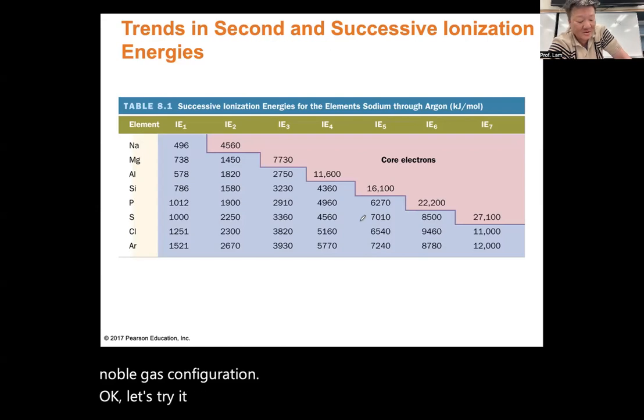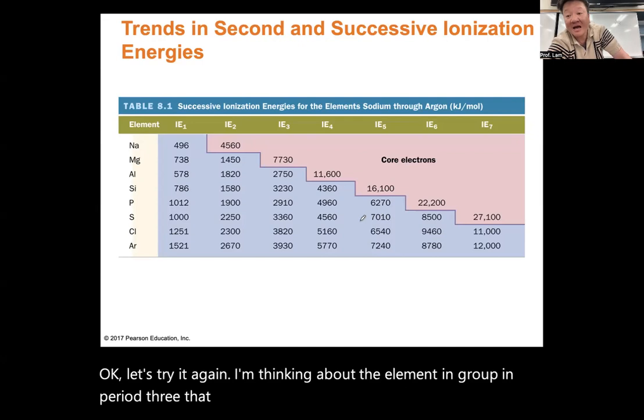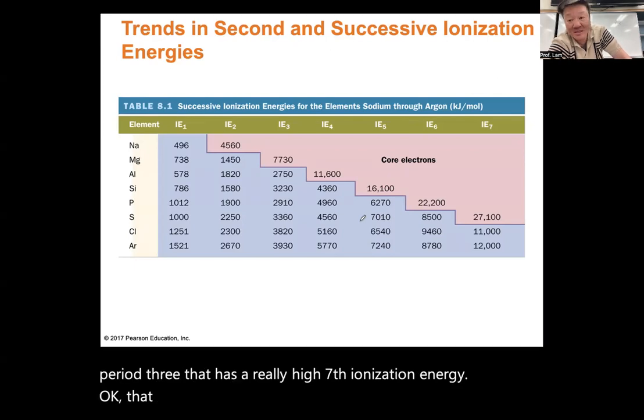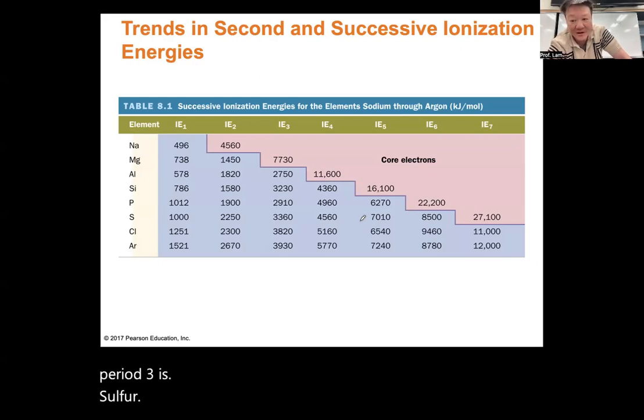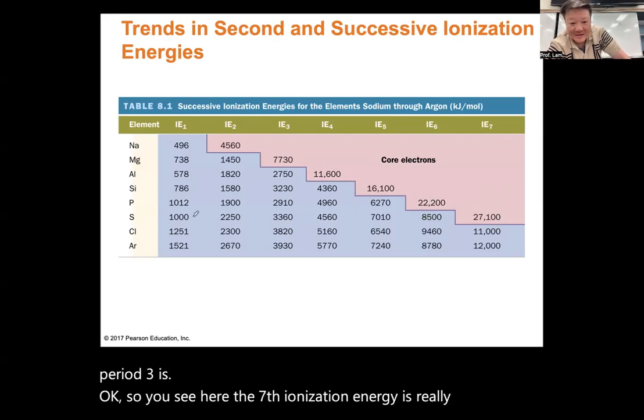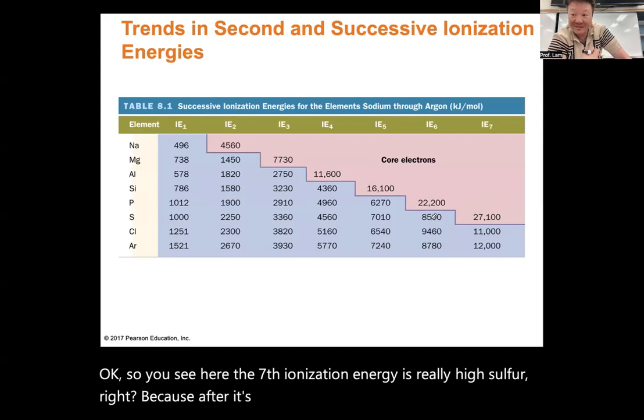I'm thinking of an element in period 3 that has a really high 7th ionization energy. That means that my element must be in group 6. Group 6, period 3 is sulfur. So you see here, the 7th ionization energy is really high for sulfur, right? Because after it's lost 5 electrons, the 6th one, it gets a noble gas configuration, right?